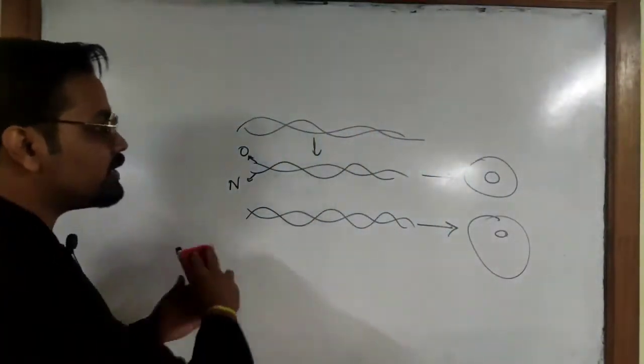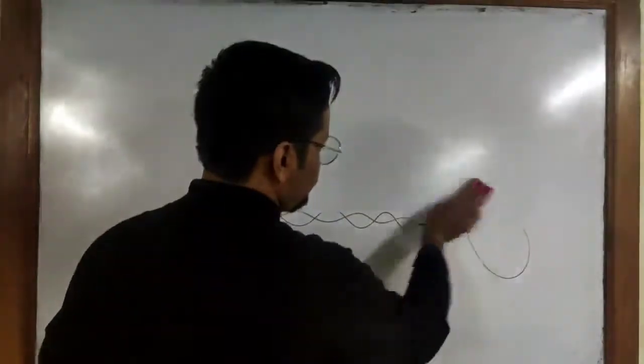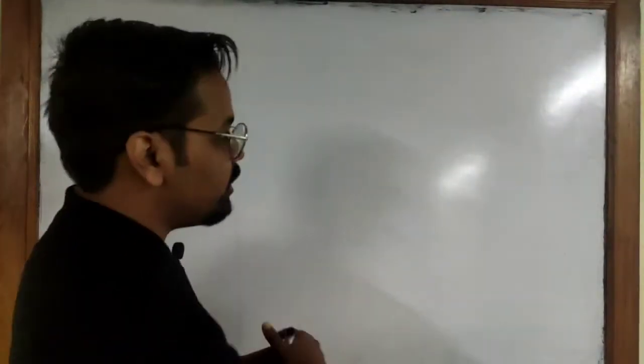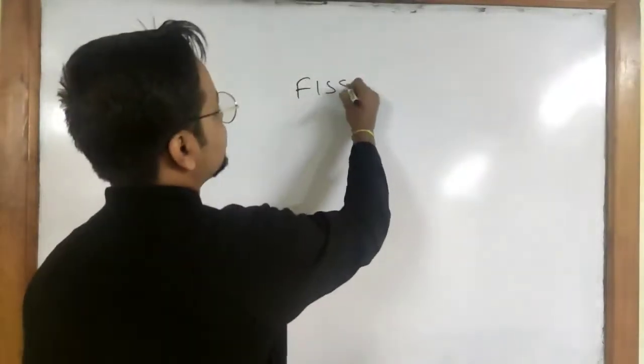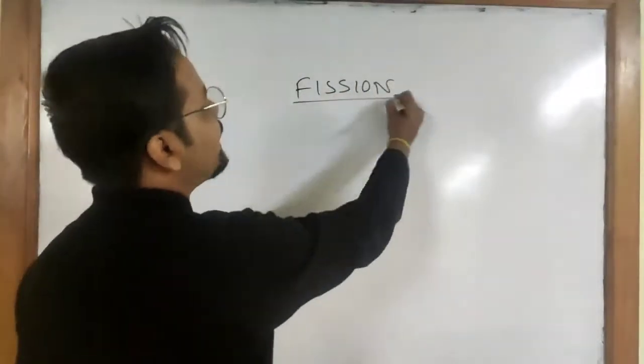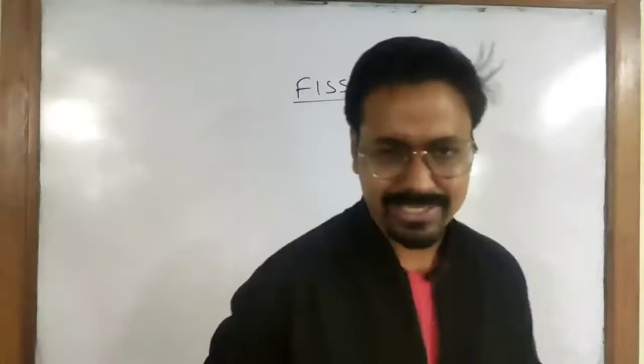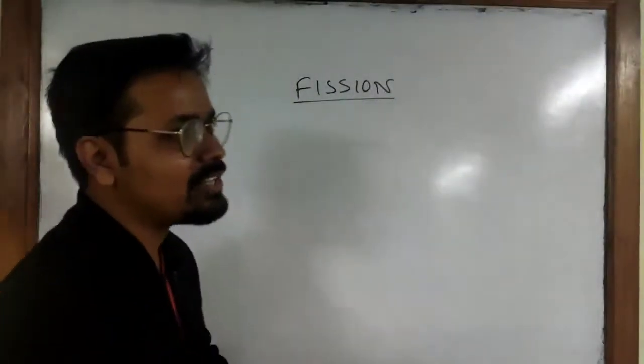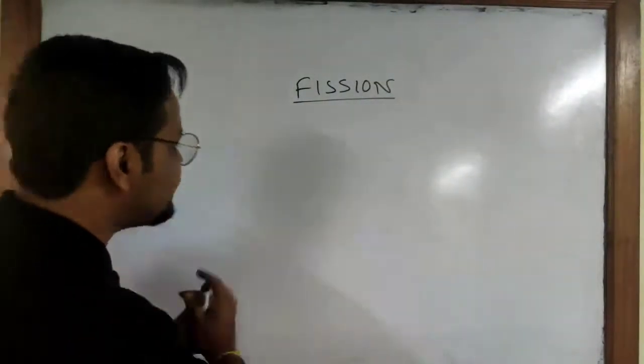So now let us see what are the types of asexual reproduction. The first one that comes onto the list is fission. Now fission is the process, by the word fission we mean to break down. Fission means breaking down, and that is exactly what happens. Suppose take the case of an amoeba. So what happens in case of amoeba?